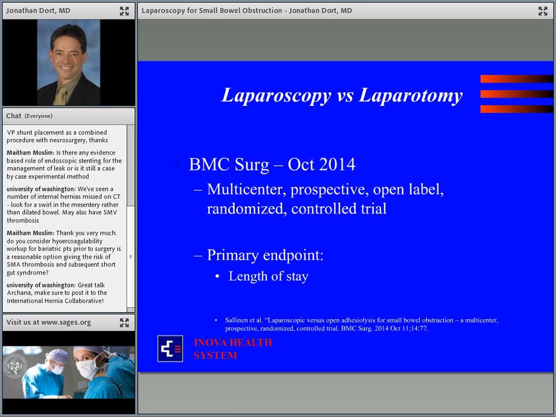There was one announced in October 2014 in BMC Surgery, internationally, where they were asking for participants to enter, and it is going to be a multi-center, prospective, randomized controlled trial, randomizing patients with bowel obstruction to laparoscopy or laparotomy. Their primary endpoint is actually listed as length of stay. Their secondary endpoints are return of GI function, commencement of enteral feedings, 30-day mortality, complication rates, postoperative pain, and length of sick leave.